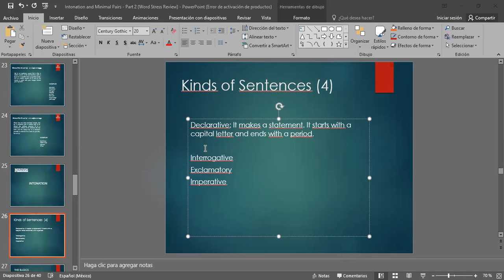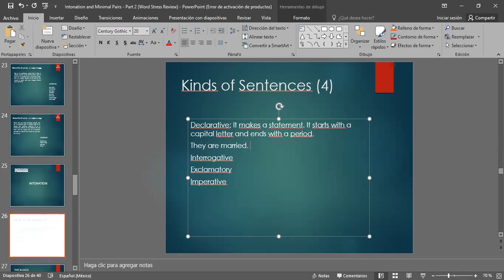Sorry, they are, creo que esta era, si no me equivoco. They are getting. No es así, ponían, they are married. Ellos están casados. They get married. Ok, whatever, right? Dejemos esta, they are married, right? Están casados.